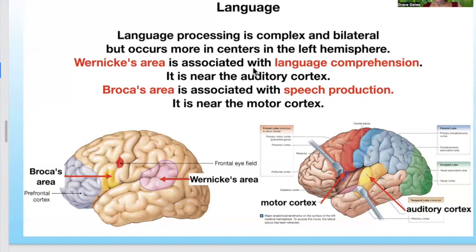So this, if damaged, would mean that the person doesn't understand what people are saying to them. They can see their friends or family's mouth moving, but they cannot comprehend the language that the people are speaking. They can't understand what's being said. It's really sad, right? Then Broca's area is associated with speech production, and it is near the motor cortex.